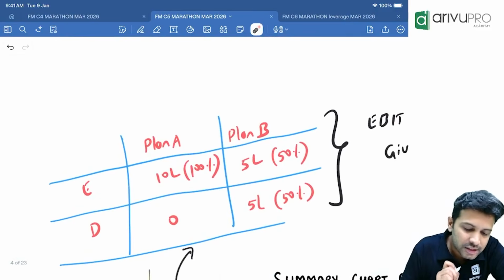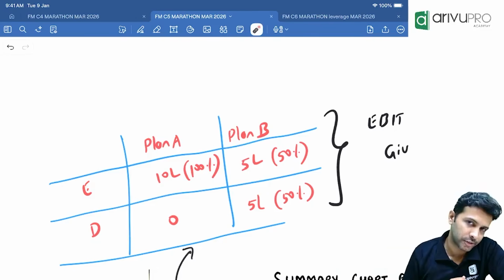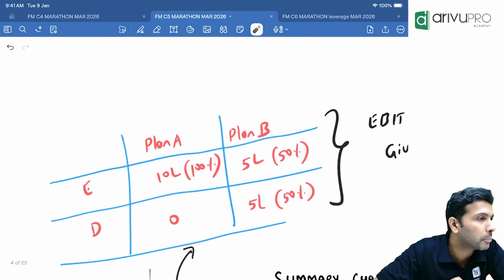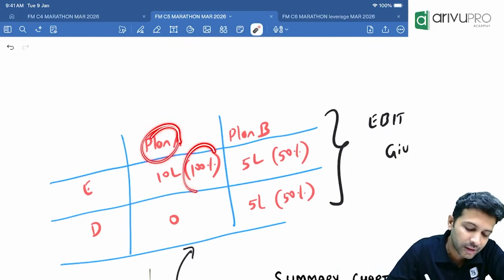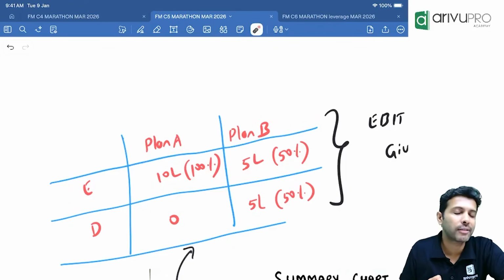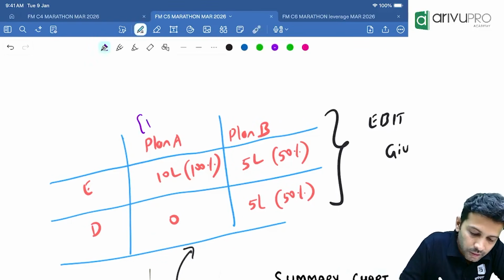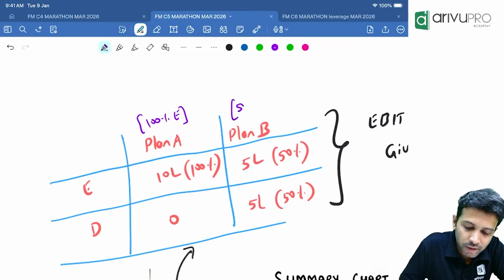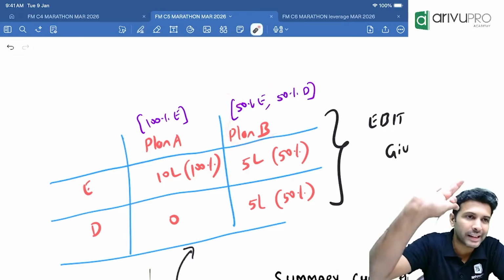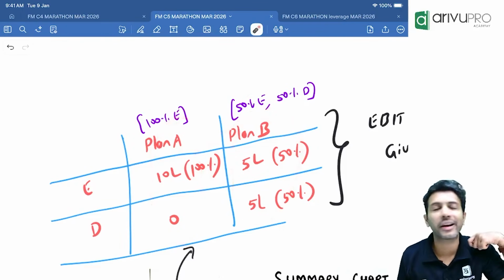Like here, let's say the company needs 10 lakh. The company has two options for raising that. The entire 10 lakh can be raised through equity. That is plan A: 100% equity, no debt. The second plan, plan B, is 50% debt and 50% equity. I've just assumed this for explanation; a plan could be anything. So we have two plans.